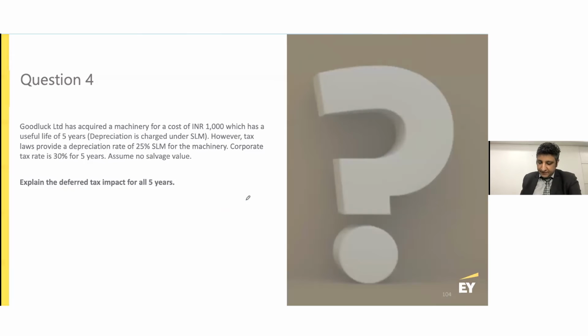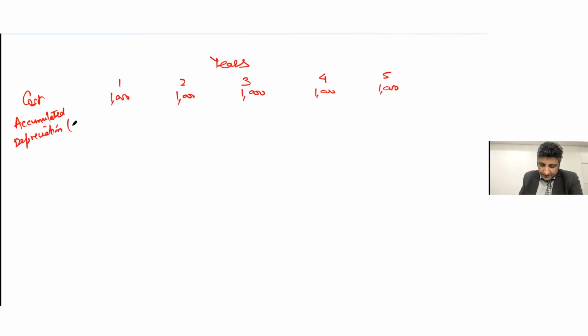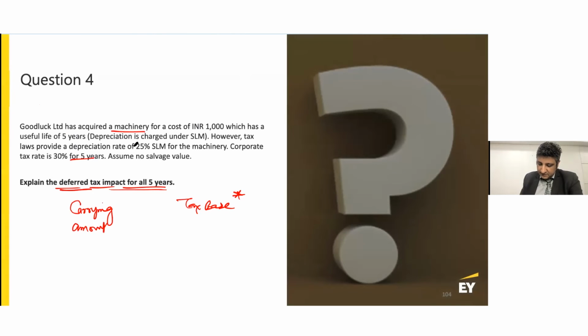So what I'm going to do is basically just bring those listing of years, which is 1, 2, 3, 4, and 5. Now the cost of the asset is given to us as 1,000. So let's list it across. Now, as per books, I would need to calculate my accumulated depreciation as per my books.